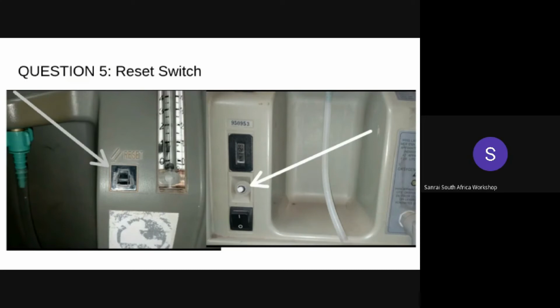Thank you, Sharon, for the question. Reset switches are used as circuit breakers in oxygen concentrators. These are located in the front covers of most oxygen concentrators. One of the most common causes for the tripping of the reset switch is voltage sags.